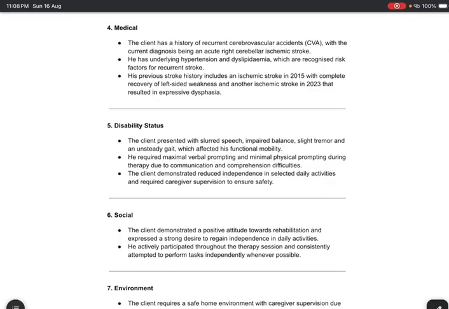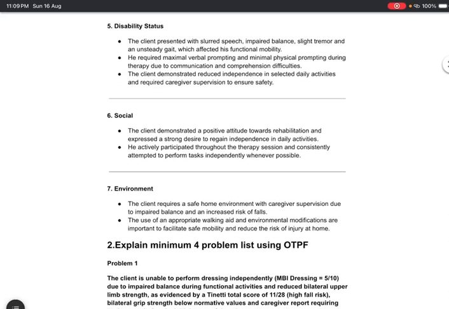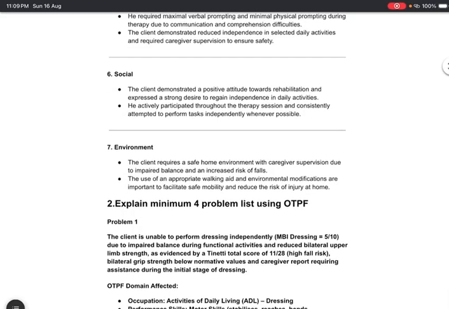Disability status. In terms of his current disability status, Mr. K presents with slurred speech, impaired balance, slight tremor, and an unsteady gait which affect his functional mobility. Socially, Mr. K demonstrates a positive attitude towards rehabilitation. He is highly motivated to regain his independence and actively participates in therapy. In terms of his environment, Mr. K lives with his wife, who provides supervision and assistance when required.